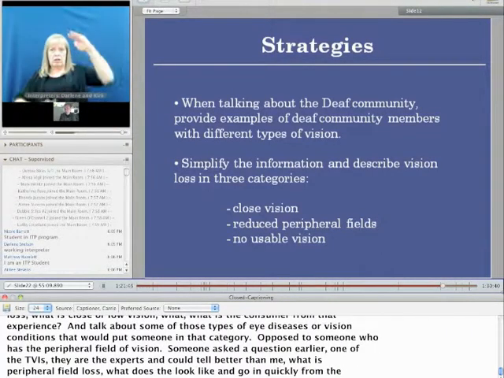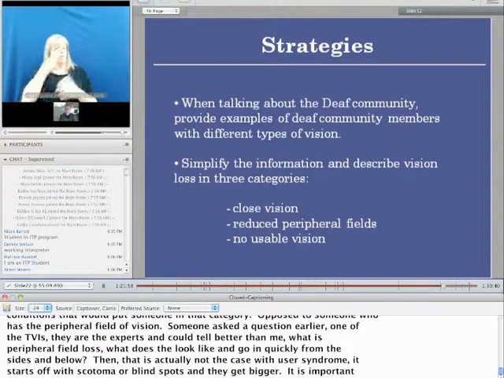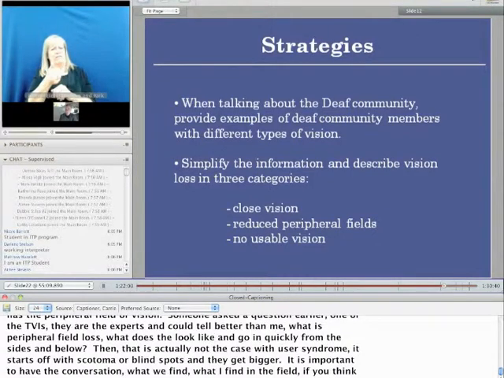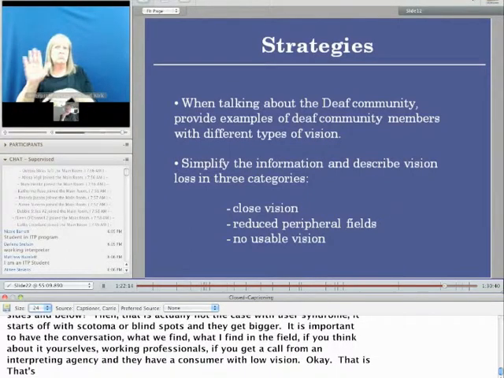That's actually not the case with Usher syndrome. It starts off with little scotomas or little blind spots, and then they get bigger. It's important to have that conversation, because what I find in the field is, and you can think about it yourselves as working professionals, if you get a call from an interpreting agency and they say, I have a consumer who has low vision, you create a schema in your mind about what that person needs. And then when you get on site, the person actually has Usher syndrome.